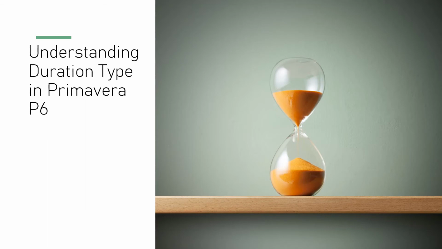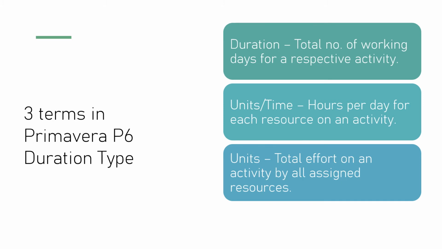Understanding duration type in Primavera. There are three terms in Primavera P6 duration type. Duration gives the total number of working hours or working days for a respective activity. Units per time is hours per day for each resource on an activity. Units is the total effort on an activity by all assigned resources.